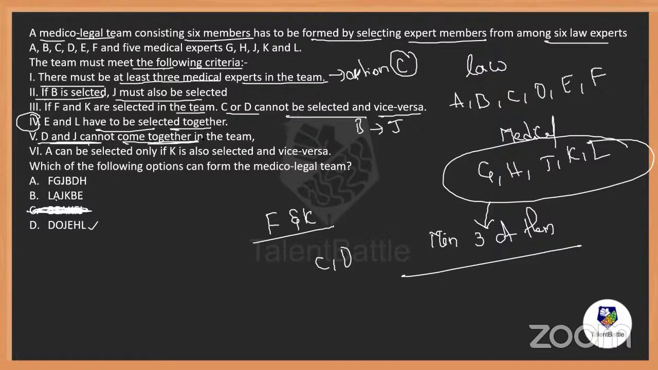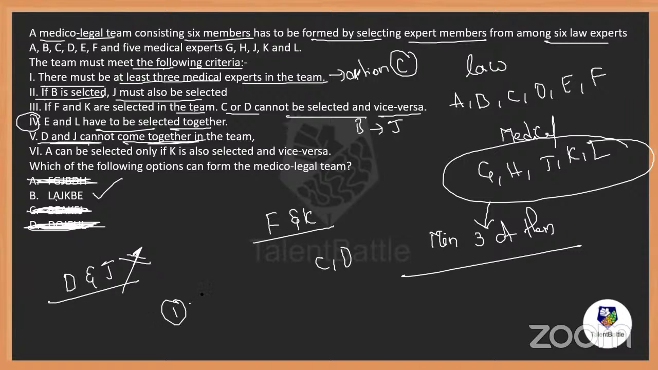Now, D and J cannot come together in a team. This is also a hint. D and J cannot be there together. Now which options can we eliminate? Actually this sentence gives us the correct answer, because in the first option D and J are there, so that is wrong. In the last option also D and J are there, so that is wrong. So what is the only leftover option? Option B. D and J cannot come together means the first and last options are eliminated. See, by using only one sentence we eliminated two options.